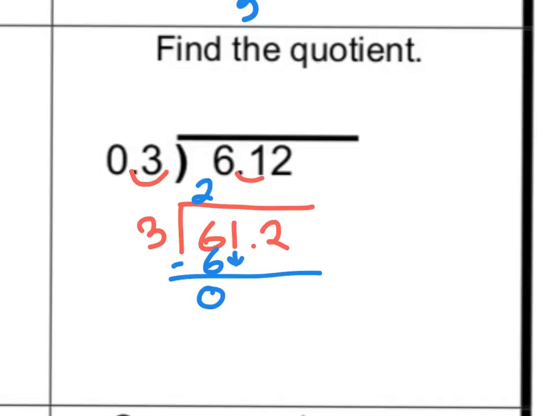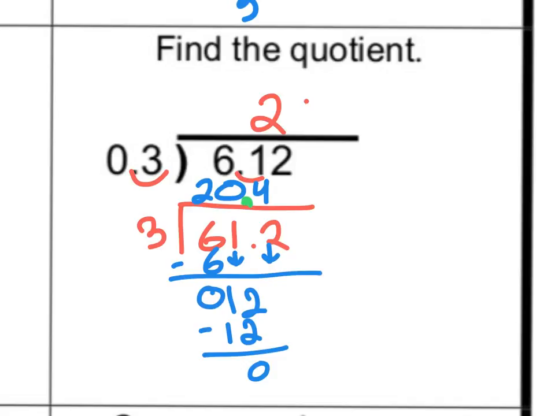Drop down the 1. 3 cannot go into 1, so you have to put a 0 up top. Then drop down the 2. That makes it 12. We can go into it 4 times perfectly. So we are finished with this. You have 1 digit behind the decimal. So we need to put 1 digit behind the decimal. So the answer, the quotient will be 20 and 4 tenths.